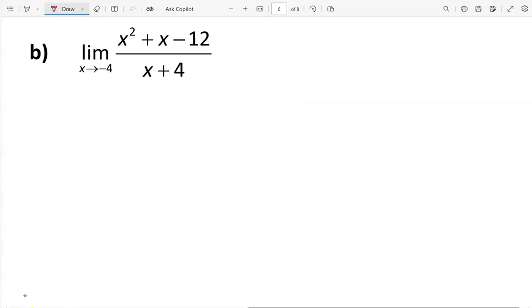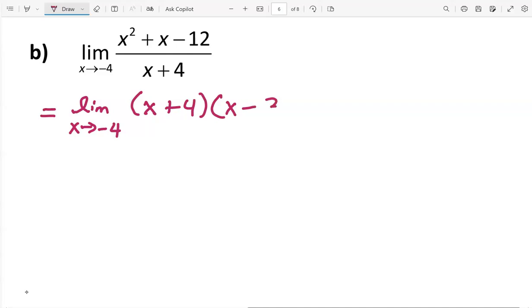Things get more interesting if we have a function with a discontinuity at the particular value of x that the limit is expressing. So we are approaching x equals negative 4, and at x equals negative 4, we are going to have a discontinuity. So what we're going to see if we can do is re-express this limit as the limit of an equivalent function everywhere except for x equals negative 4. As you're working your limit, bring the limit notation down, and then factor the numerator, x plus 4 times x minus 3.